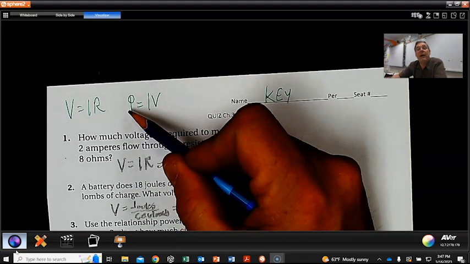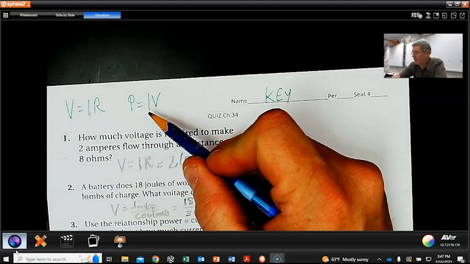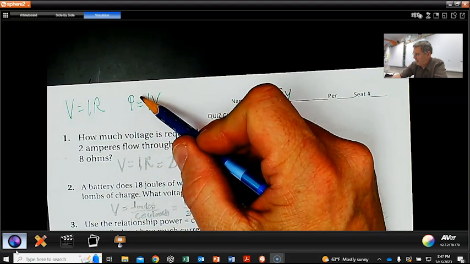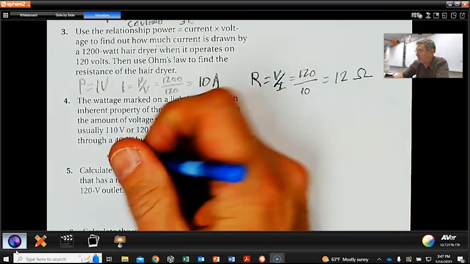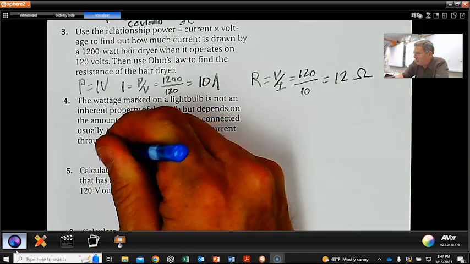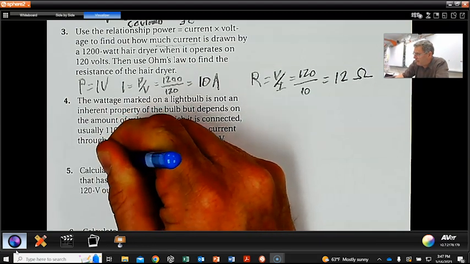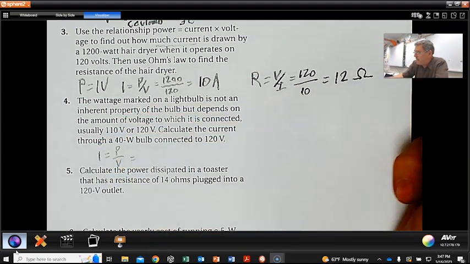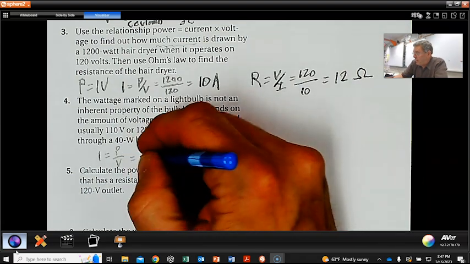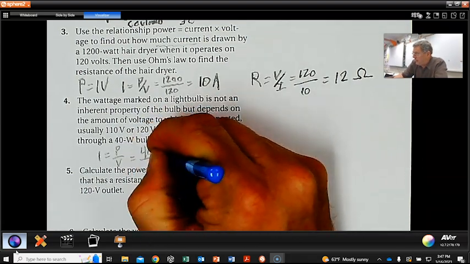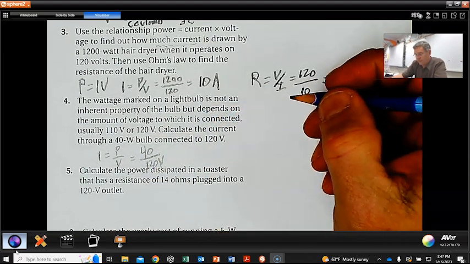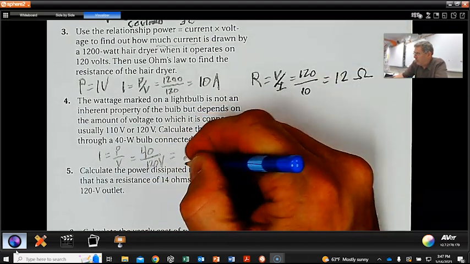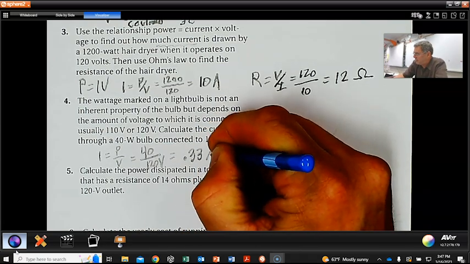So here we go. The wattage is the power, the voltage and the current, so I'll use this equation, and I'm going to solve it for I, for the amount of current. So I is equal to power divided by voltage. So I've got 40 watts, and I have 120 volts. So that looks like 1/3, or 0.33 amps.